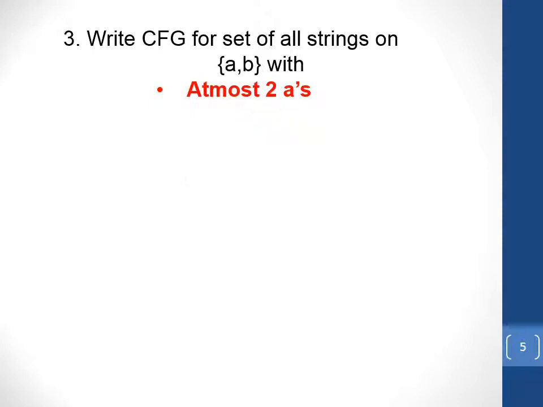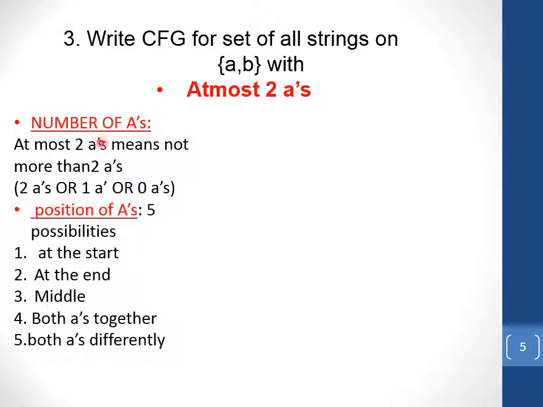So the first restriction here is the number of a's: at most 2 a's, that is 2 a's or 1 a or 0 a's. Remember guys, at most 2 a's means not more than 2 a's. There cannot be more than 2 a's in this grammar. It could have no a's and still be acceptable, but if there are more than 2 a's, this grammar would not accept that string.